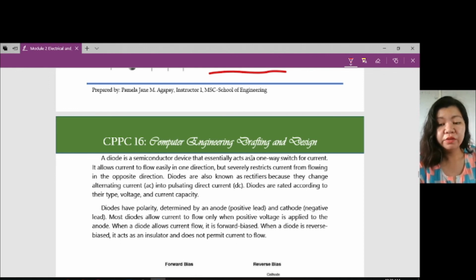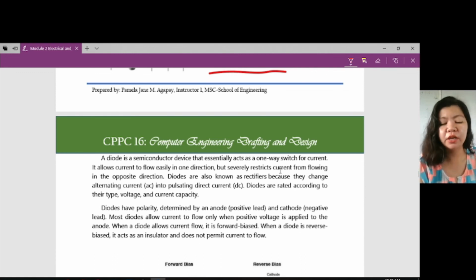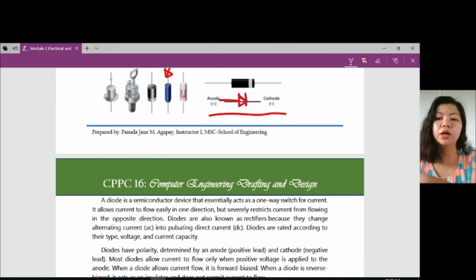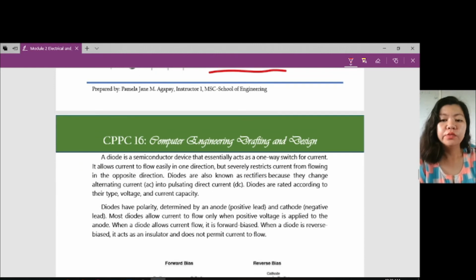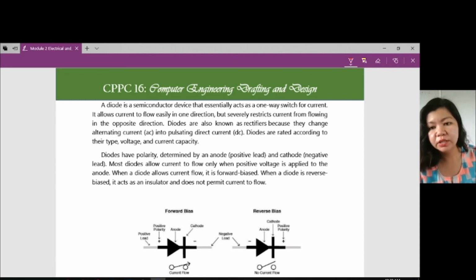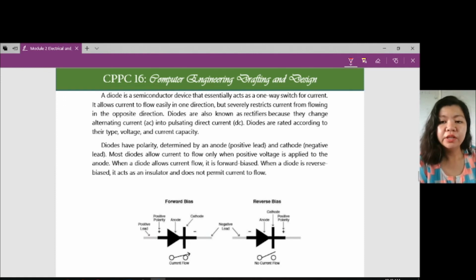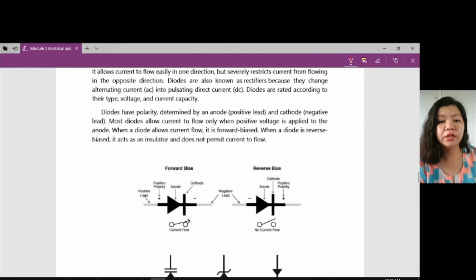So, but it severely restricts current from flowing in the opposite direction. So hindi babalik yung current mo. So siya yung nagko-control na puro pasok lang yung current na nagko-flow sa circuit. So, diodes are also known as rectifiers because they change alternating current into DC. So, marami tayong mga components na pwedeng gamitin if we want to regulate or change AC to DC. Diodes are rated according to their type, voltage, and current capacity.